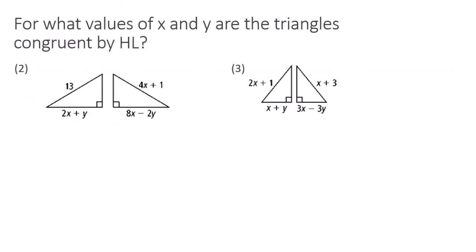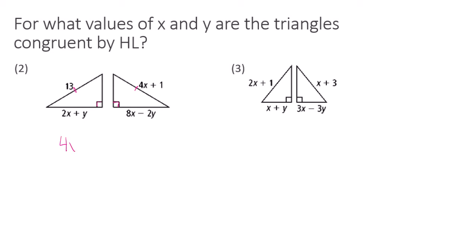Okay, so how can we use it? If we have situations like these, and we have right triangles, then that's another tool in our toolbox in order to prove congruence. And so here it says, for what values of x and y are the triangles congruent by HL? Okay, so by HL it'd have to be hypotenuse leg, right? So if these are right angles here, the hypotenuses would have to be congruent.